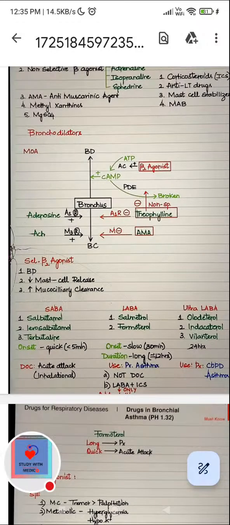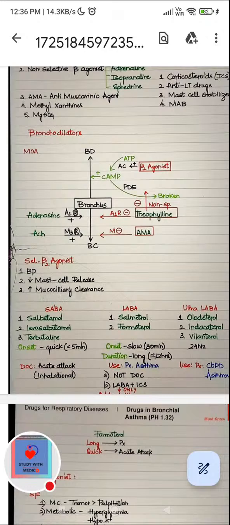First let's see the mechanism and then we'll understand. Mechanism of action. Sympathomimetics, what they do: they act on the beta 2 receptors, because we are taking selective beta 2 agonists. They increase the cyclic AMP, and because of increased cyclic AMP, there is bronchodilation.